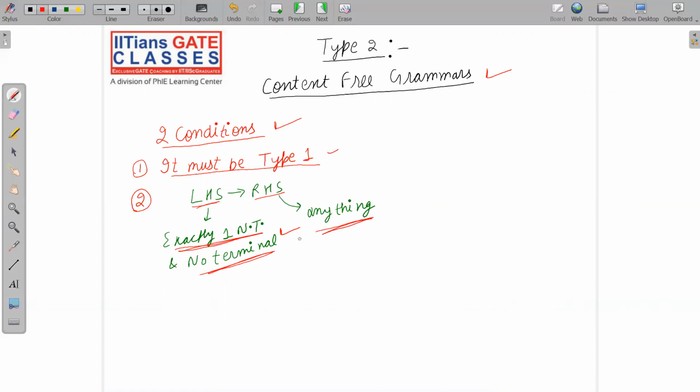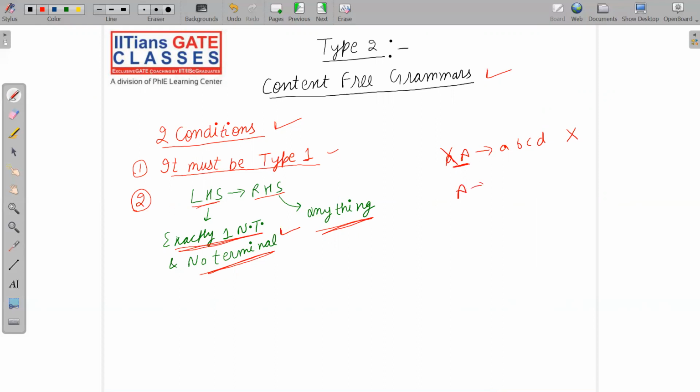Please try to remember this thing. RHS can be anything. Let me give you some examples. If I say AA implies ABCD, is this type 2? No, this is not type 2. Why? Because the LHS must have exactly one non-terminal. How are we writing this A? So this A must not be present now. How are we writing this small a? So this is not type 2.